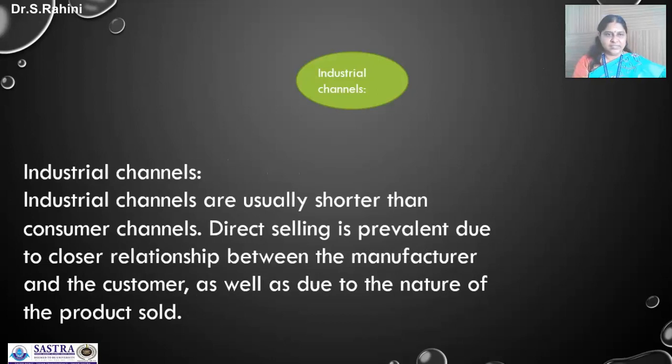Then about the industrial channels. We'll see what the industrial channels are. Industrial channels are usually shorter than consumer channels. Already I spoke about it. So direct selling is prevalent due to the closer relationship between the manufacturer and the consumers. Unless the factory owners know the supplier, they will not place the order. It is fully based on personal bond, as well as due to the nature of the product they are selling. If anything goes wrong with the raw material, then the entire production process will get spoiled, and the brand and reputation will also get spoiled. So that's what they are very clear on in industrial channels. So industrial channels are usually shorter than the consumer channels and they do direct selling.